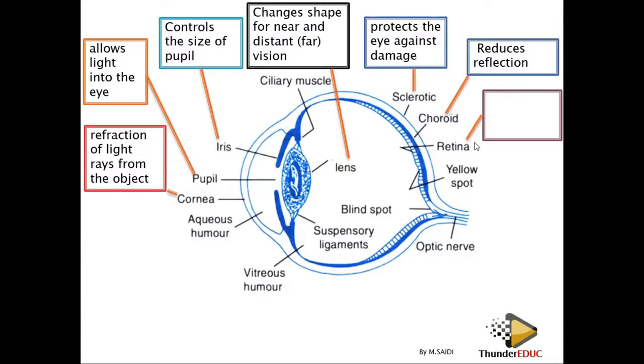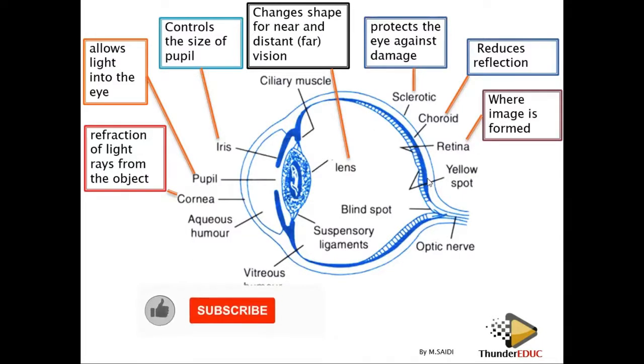Then you have the retina. This is where the image is formed. Basically, the retina has the sensory cells which can detect dim light and bright light, which you call the cones and rods. So the cones are very important even in seeing color, while the rods cannot detect the color.